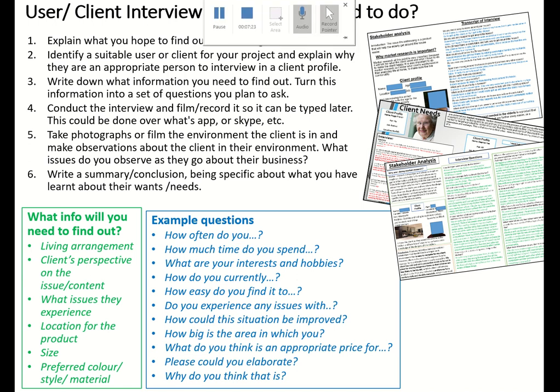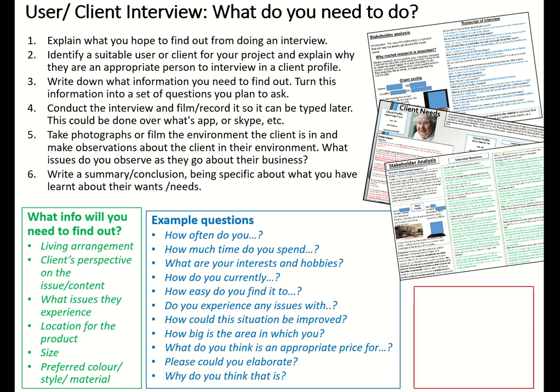Notice all of these questions, and please pause if you need. They're really open, allowing the user to say a lot of information. You're not restricting their options. Don't just ask closed questions which lead to yes or no responses, and don't make your interview too scripted.